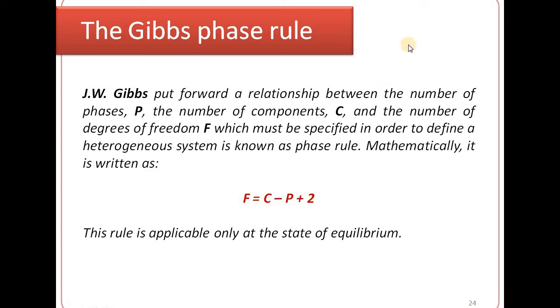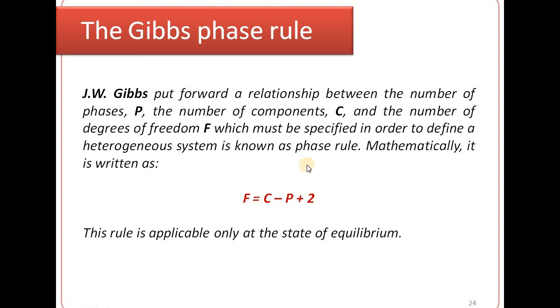Next one is the derivation of Gibbs phase rule. It's a very important topic. Now, J.W. Gibbs put forward a relationship that we have already discussed, that is the relation between the number of phases, the number of components and the number of degrees of freedom, which must be specified in order to define a heterogeneous system. It is known as phase rule. A relation between these parameters which is defining a heterogeneous system in equilibrium is known as phase rule.